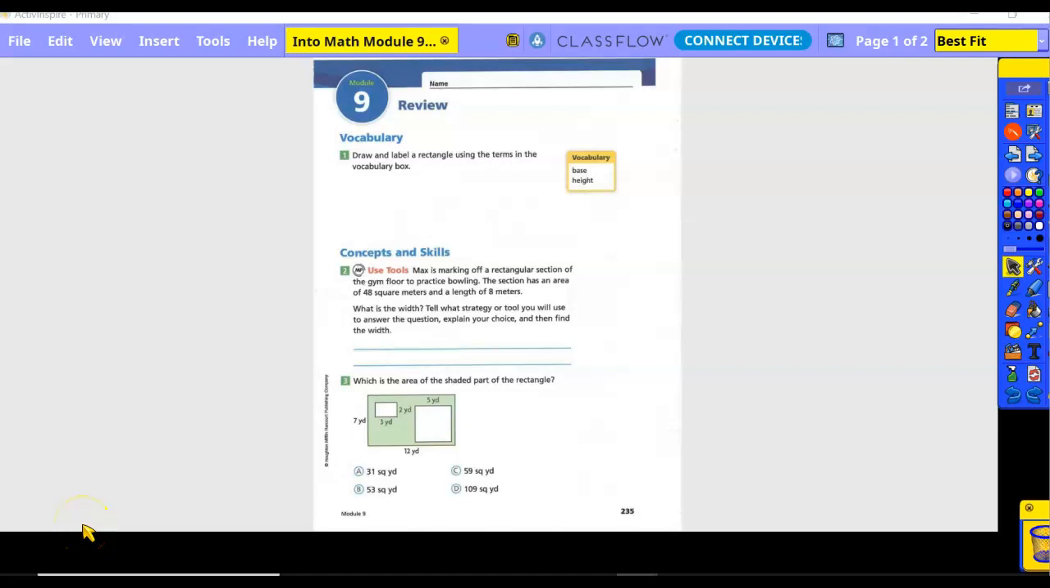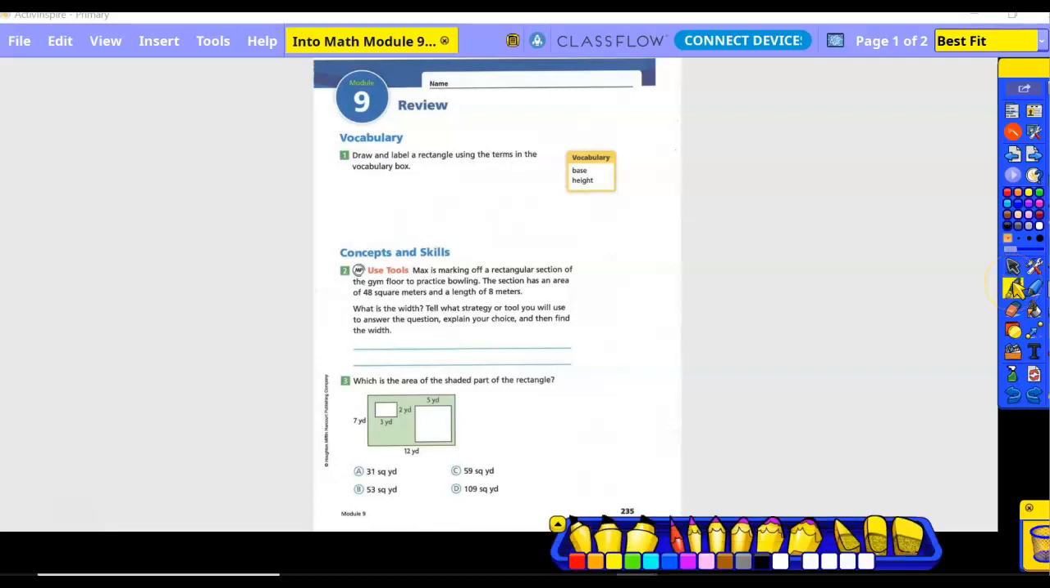Fourth grade math, module 9 review. Vocabulary. Draw and label a rectangle using the term in the vocabulary box. So we're going to draw our rectangle.